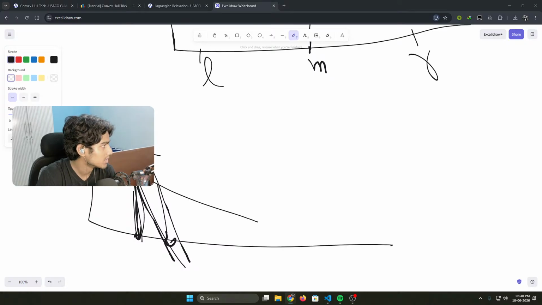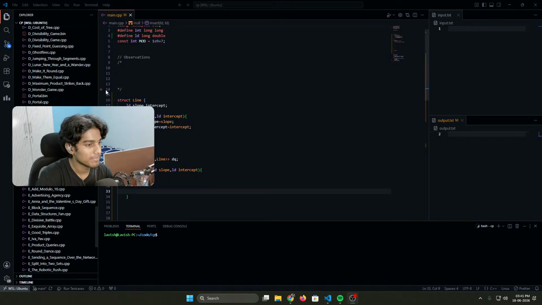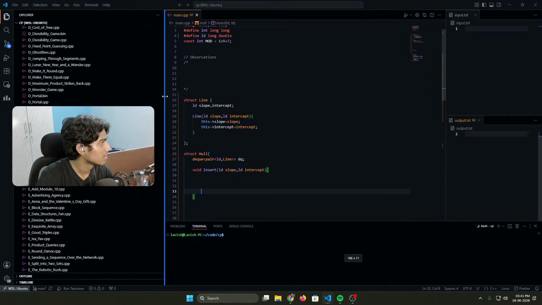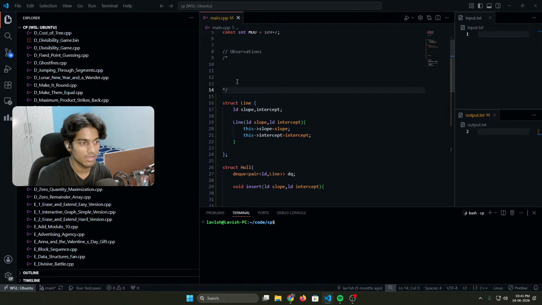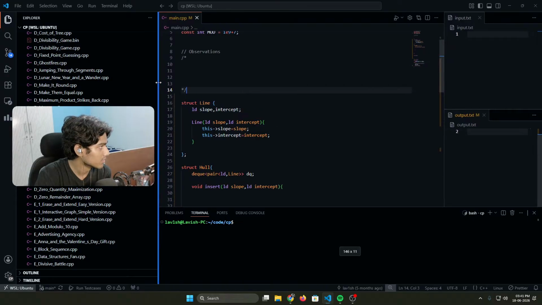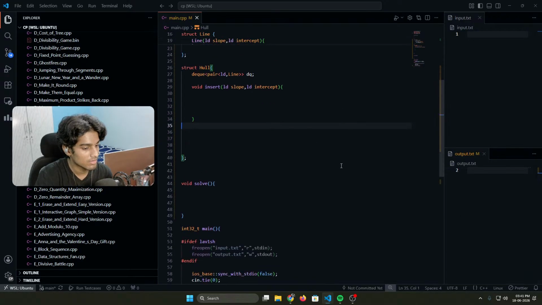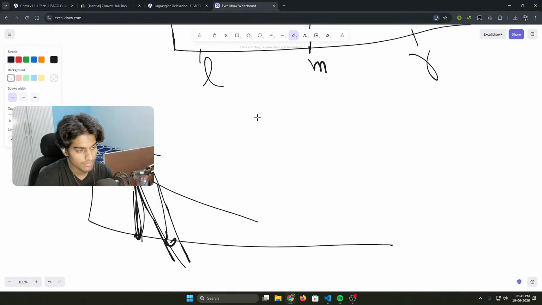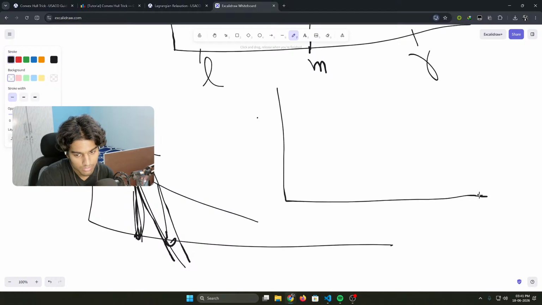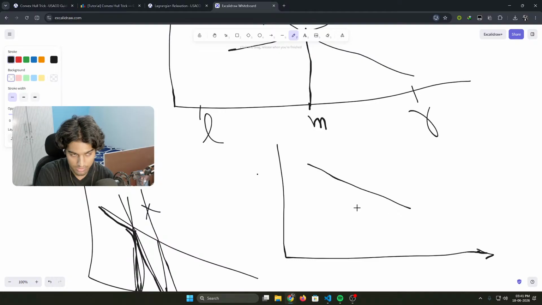Not able to see code. Wait. Okay. Let me do this. Okay, this is better. And also this. Now it will be easier to see the code. Right. Okay, so this is a line.